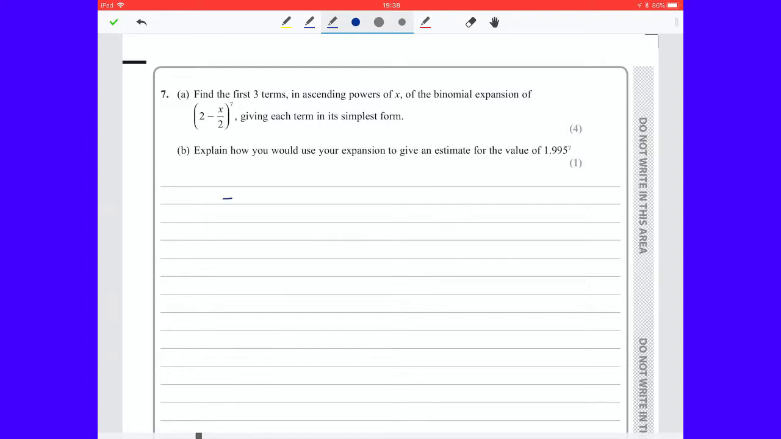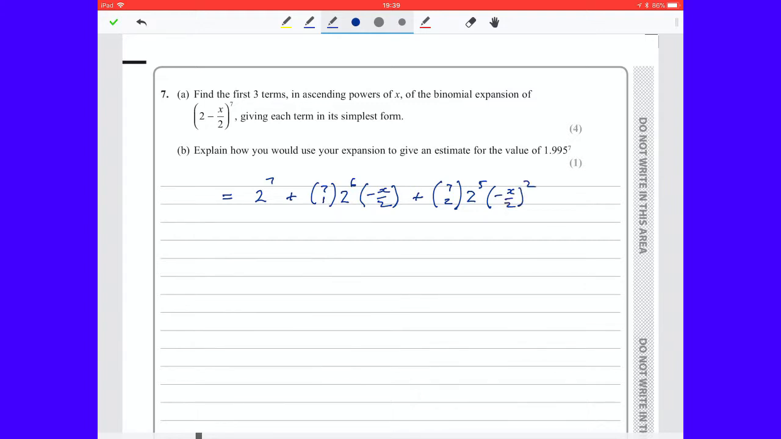Well, the first three terms will be 2 to the power 7, plus the number of ways of choosing 1 from 7, 7C1, multiplied by 2 to the power 6, and the second term, minus x over 2, to the power 1. Then the third term will be the number of ways of choosing 2 from 7, 7C2, multiplied by 2 to the power 5, and then the second term, minus x over 2, squared.